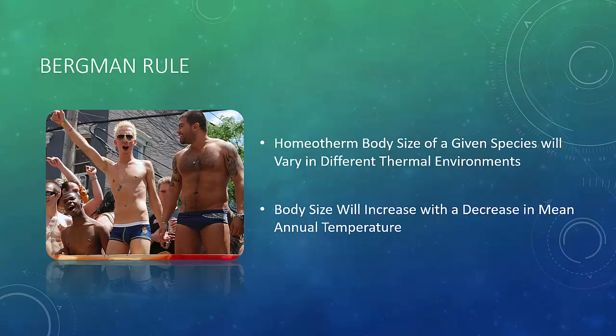Now the second rule is Bergmann's rule, and this states that homeotherm body size will vary within populations of the same species living in different thermal environments. Body size will increase with a decrease in mean annual temperature. So in other words, populations living in colder climates will have greater mass, so again, reduced surface to volume ratio, than populations living in hotter climates, which will have increased surface to volume ratio.